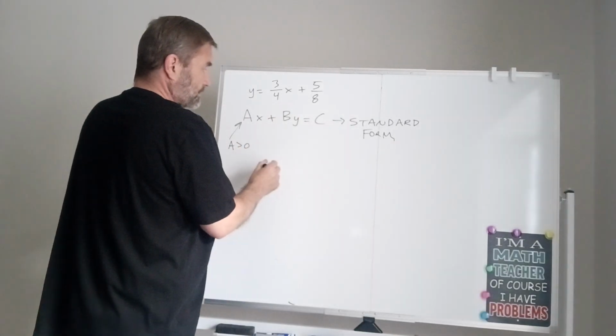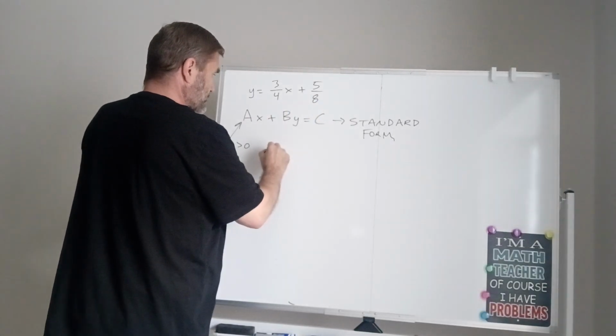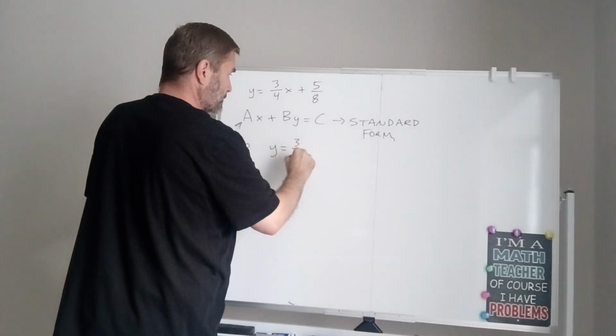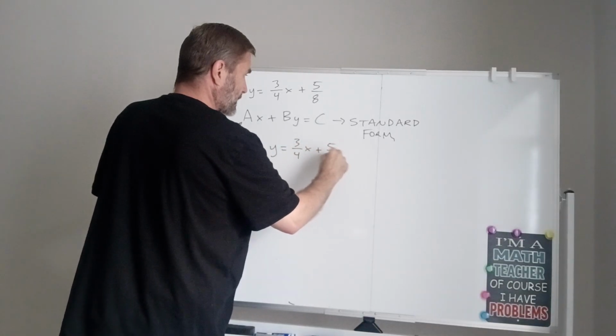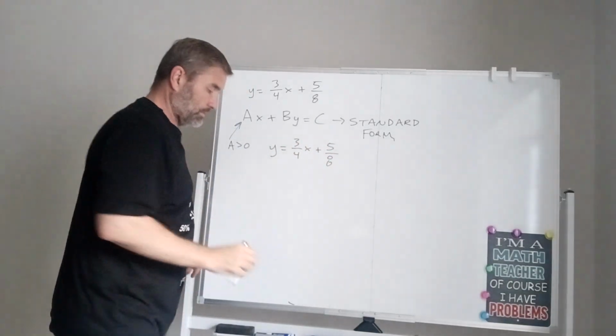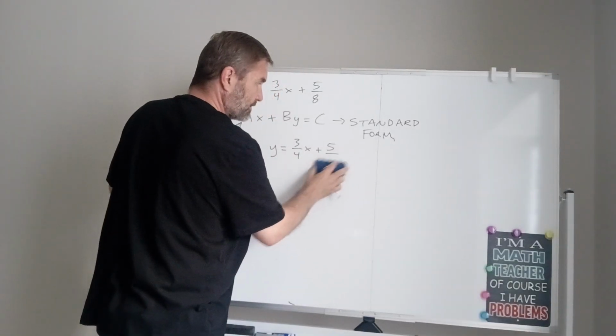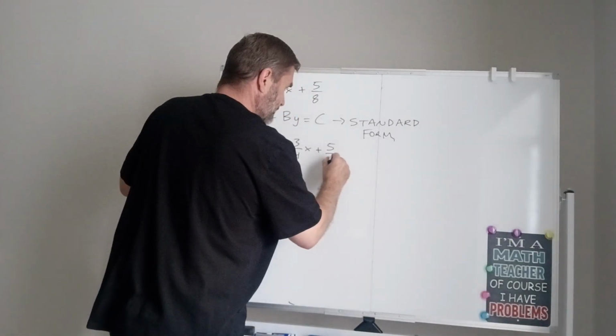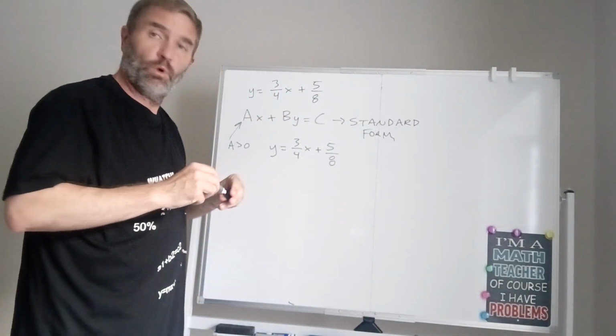Okay, so how do we get rid of the fractions? Well, there's my equation. So I write out y equals 3/4 x plus 5/8. Now, you have to be careful. This y-intercept isn't always a fraction. And if it's not a fraction, you want to make it a fraction by putting a 1 under it.